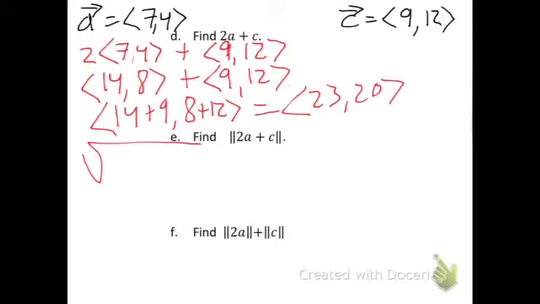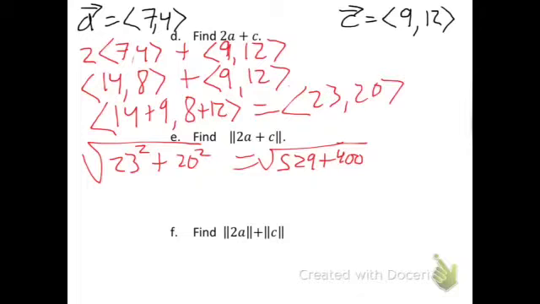If we want to get that magnitude, we're going to take each of those parts, square them, add them together, and then take the square root. 23 squared, hold on, let me look this up real quick, because I don't have it memorized. 23 squared is 529. 20 squared is 400. If you combine those together, you're looking at the square root of 929. The square root of 929 is approximately 30.5.